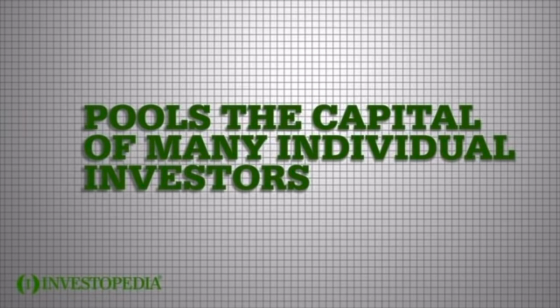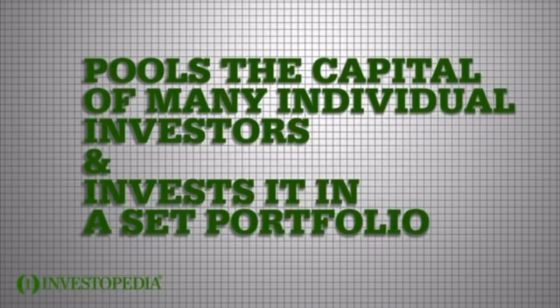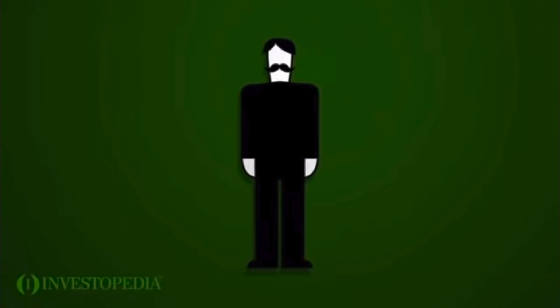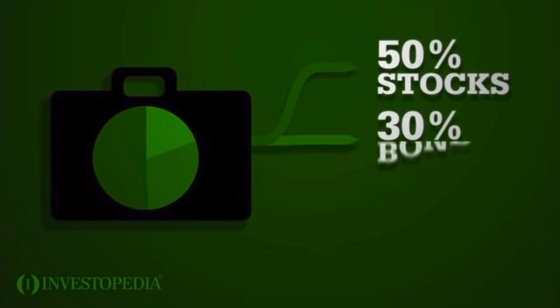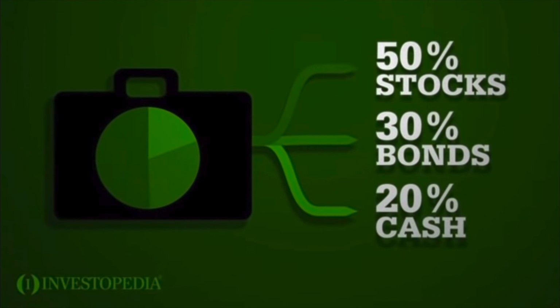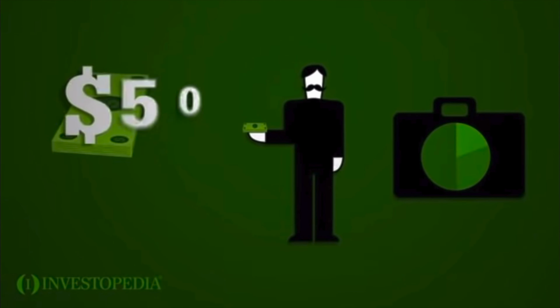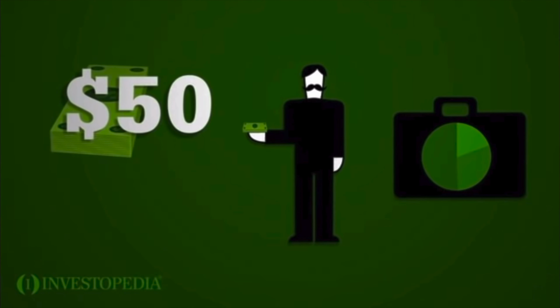A mutual fund pools the capital of many individual investors and invests it in a set portfolio. Steve decides that he would like to start investing. He wants a balanced portfolio broken down into 50% stocks, 30% bonds, and 20% cash. However, Steve has only $50 to begin investing.